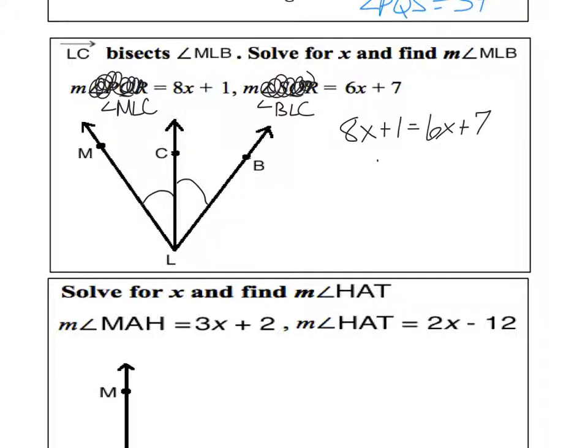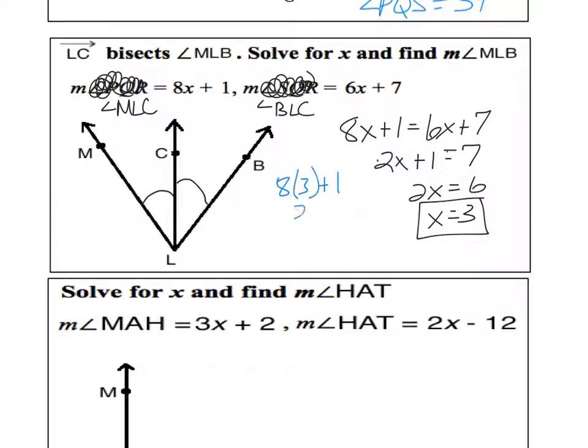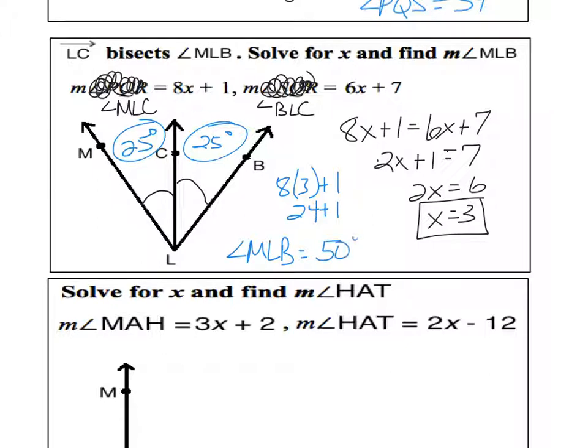Okay, subtract 6x. Subtract 6x, that's going to give me 2x plus 1 equals 7. Subtract 1, it's going to give me 2x equals 6. And if I divide by 2, x is going to be 3. If I plug 3 into one or the other, 8 times 3 plus 1, that's 24 plus 1. That means this guy right here is 25 degrees, which also means this guy is 25 degrees. And if they're both 25, then the measure of angle MLB is going to be 50 degrees total.